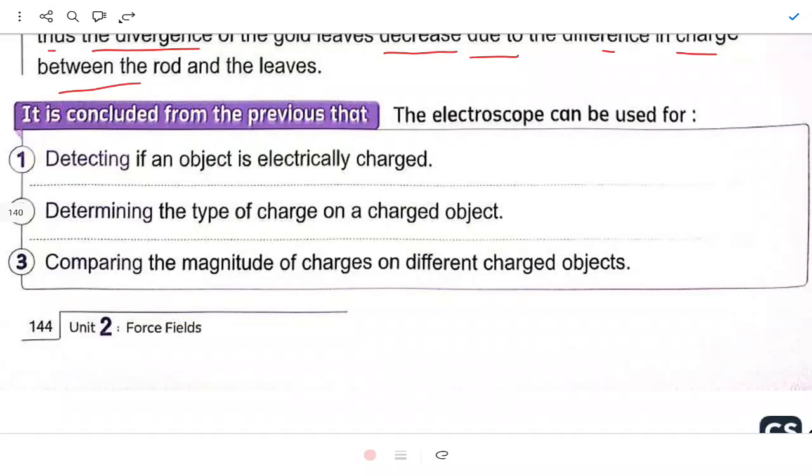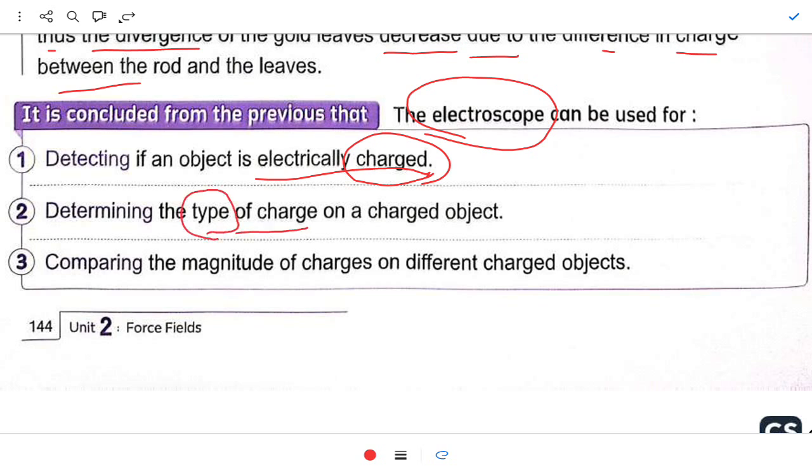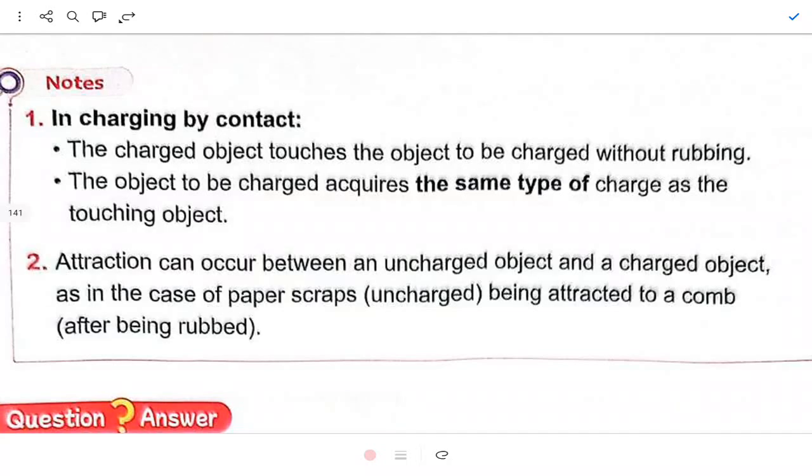So now we can say that the electroscope can be used for detecting if the object is charged. If this object is charged, you can know the type of charge on this object. So you know if it's charged, and you know the type of charge, and you can compare the magnitude of charges on different charged objects. Look at this note.